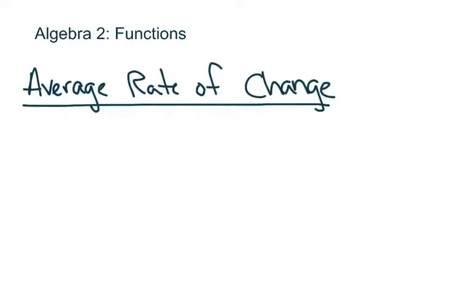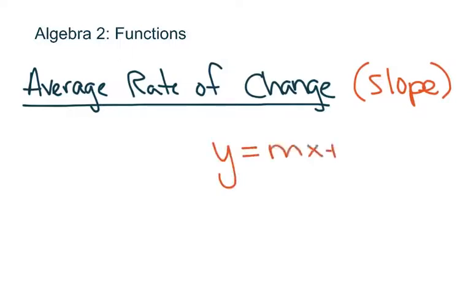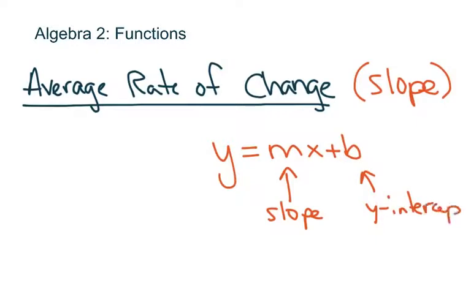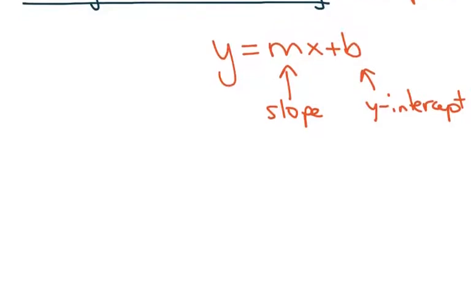Average rate of change is something you probably know a little bit better as slope. Back in Algebra 1, you learned about something called slope-intercept form of an equation of a line. In this equation, y equals mx plus b, m was the slope of the line, told you if the line went up or down from left to right. b was the y-intercept.